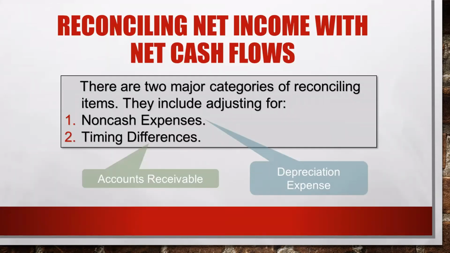There are two major categories of reconciling items. They include adjustments for non-cash expenses and timing differences. Depreciation, depletion, and amortization expenses are examples of non-cash expense items. They are added to net income to arrive at net cash flows from operating items. Timing differences include changes in assets and liability accounts, such as accounts receivable, inventory, prepaid expenses, accounts payable, and accrued expenses payable.